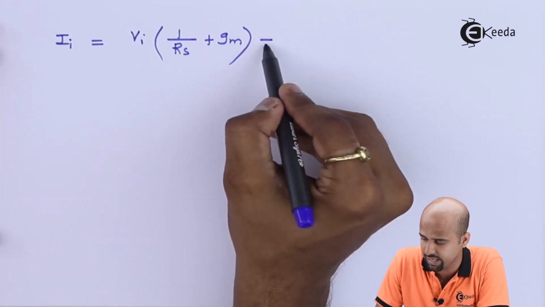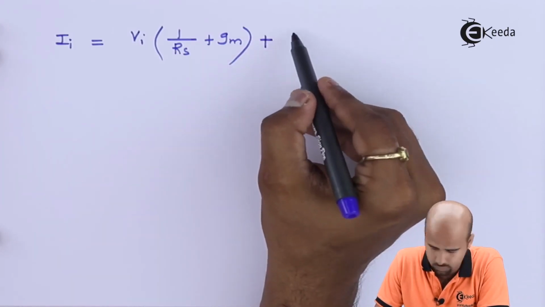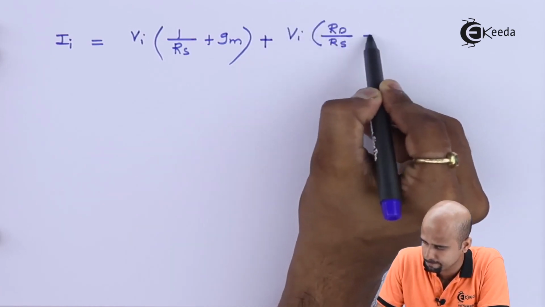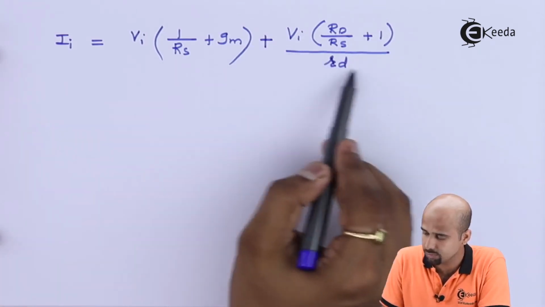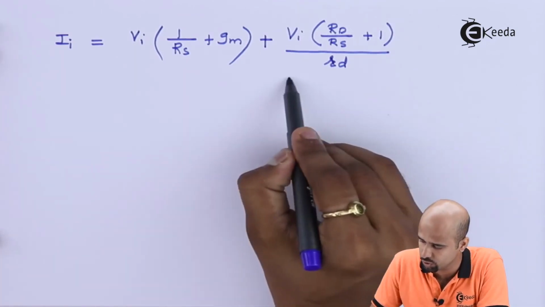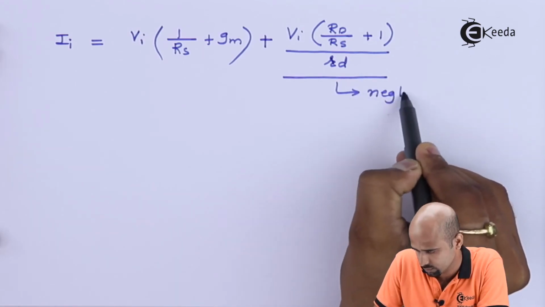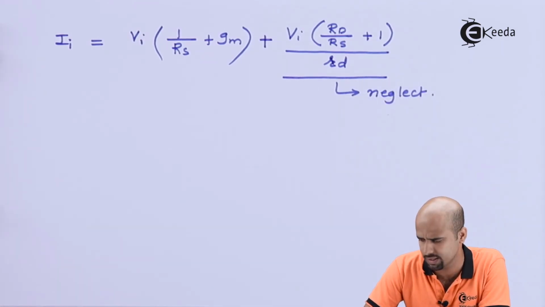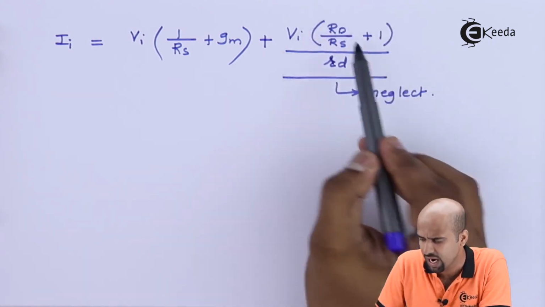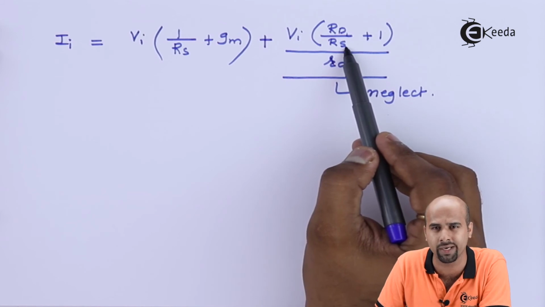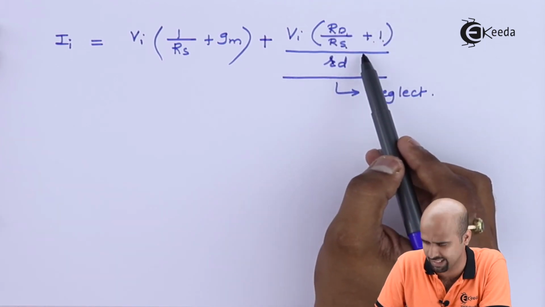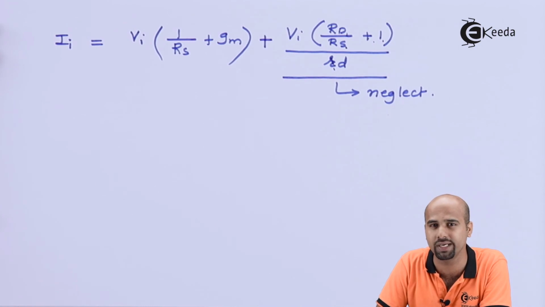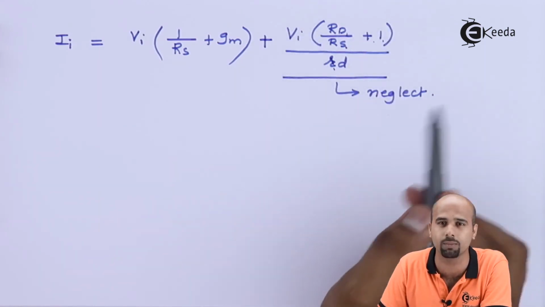Minus minus will become plus, minus IRd is nothing but... I kept this term separate. This is because we want to neglect this part. Now why to neglect this part? See, concentrate on this term very carefully. Rd upon Rs, this is nearly equal to 1, right? Nearly same values. Plus 1 is about 2 or 3, right? But less than 10. Rd is a very high value, right? So if we take a limit on Rd tending towards infinity, this value will become nearly about 0, right?